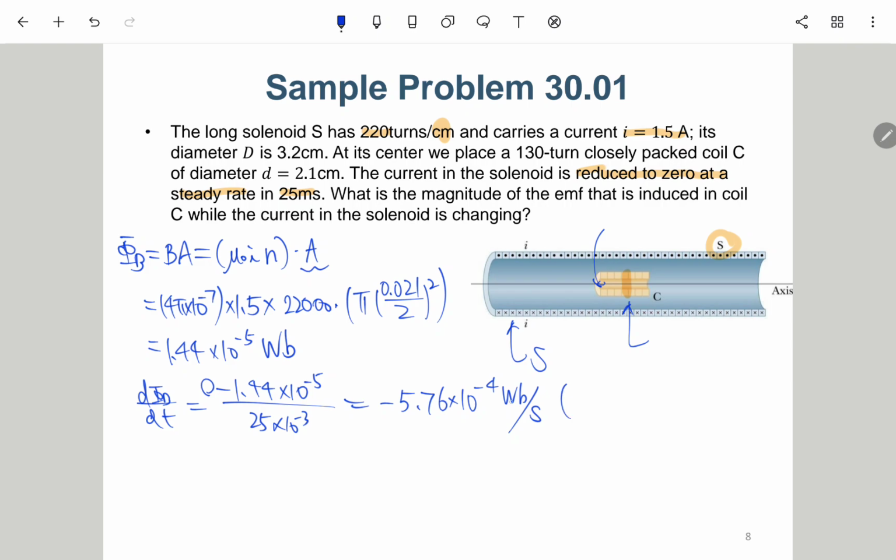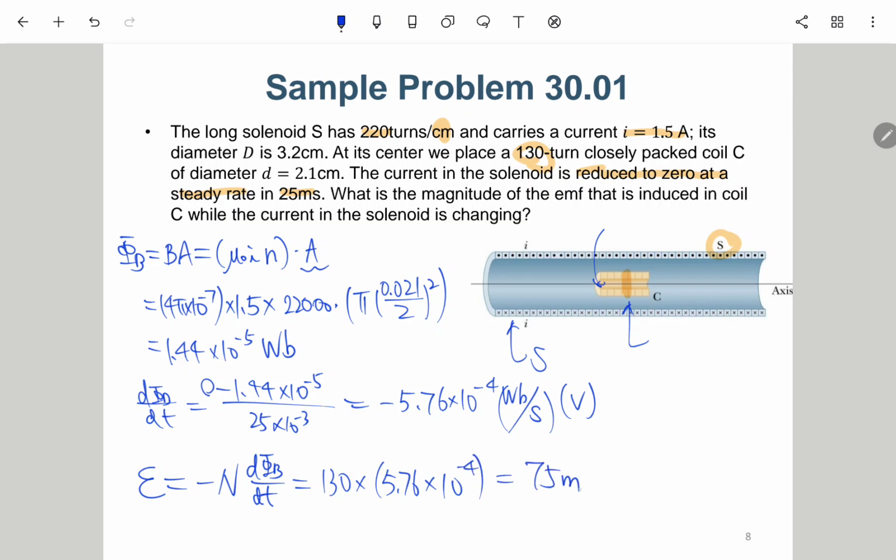Or you can also consider it's a volt. It's actually a volt. So finally, E equals negative N d phi B over dt. We have two negative signs that become a positive sign, and the turns for coil C will be 130. So 130 times 5.76 times 10 to negative 4 equals 75 millivolts.